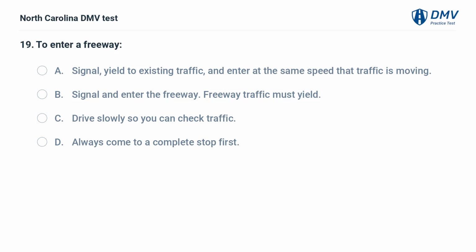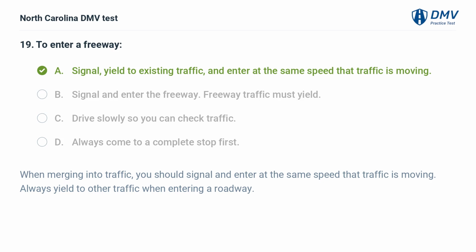To enter a freeway: A. Signal, yield to existing traffic, and enter at the same speed that traffic is moving. B. Signal and enter the freeway. Freeway traffic must yield. C. Drive slowly so you can check traffic. D. Always come to a complete stop first.